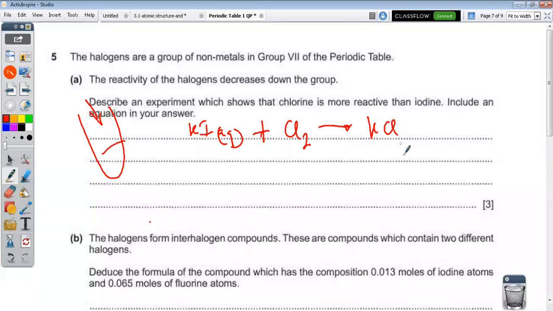That's what he said. Then you form potassium chloride plus your iodine. As simple as that. You simply bubble through chlorine gas in a solution of potassium iodide, or it can be sodium iodide, it doesn't matter. Clear? That's all from the displacement reactions that I gave you.